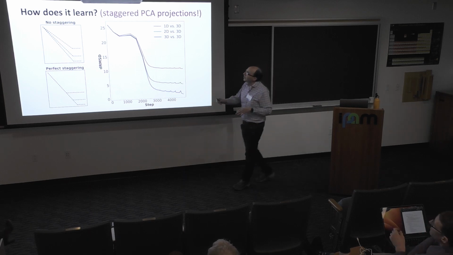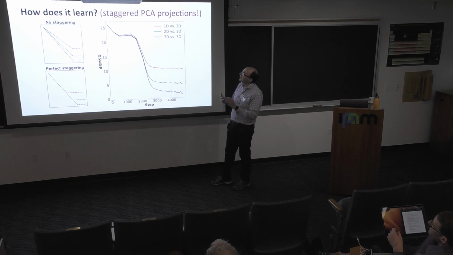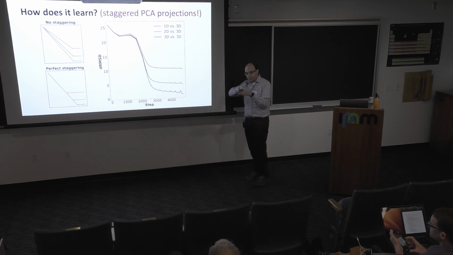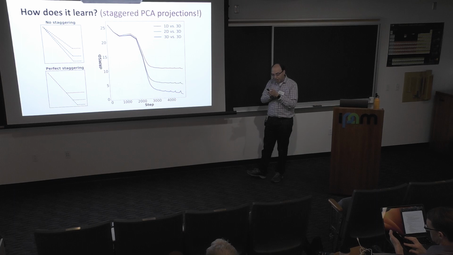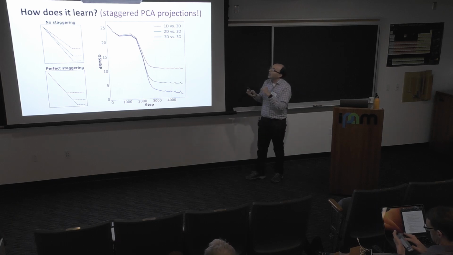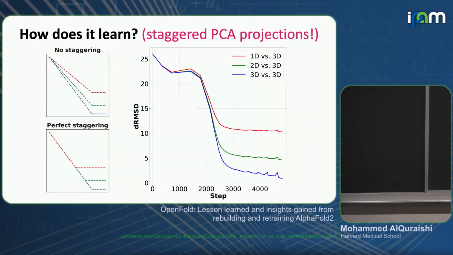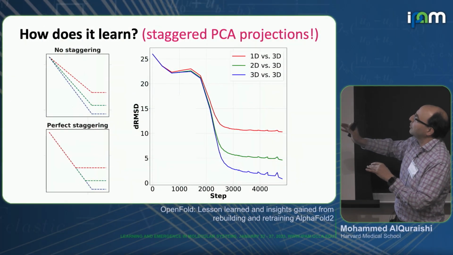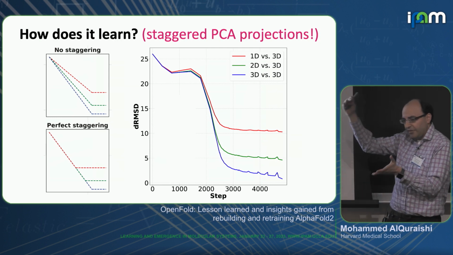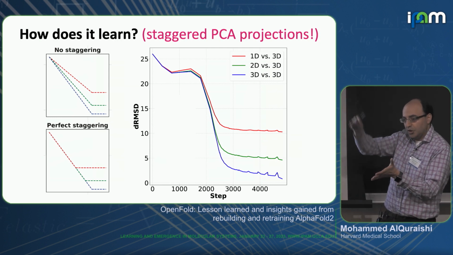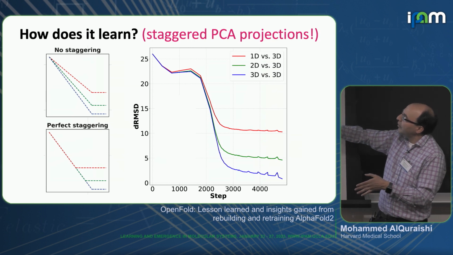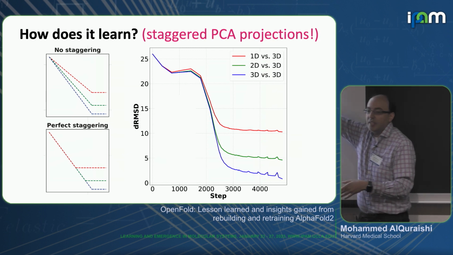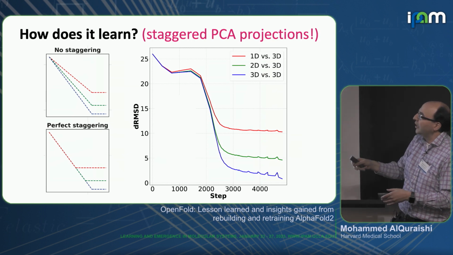Don't want to belabor this too much, but another way of thinking about this is that if we're learning these dimensions essentially independently, just learning the structure as it can, you would expect to see no staggering. Let me check what we're looking at here. Here we take the final 3D structure, project it into 2D, project it onto 1D, and then compute the RMSD relative to that final 3D structure as the model is training.